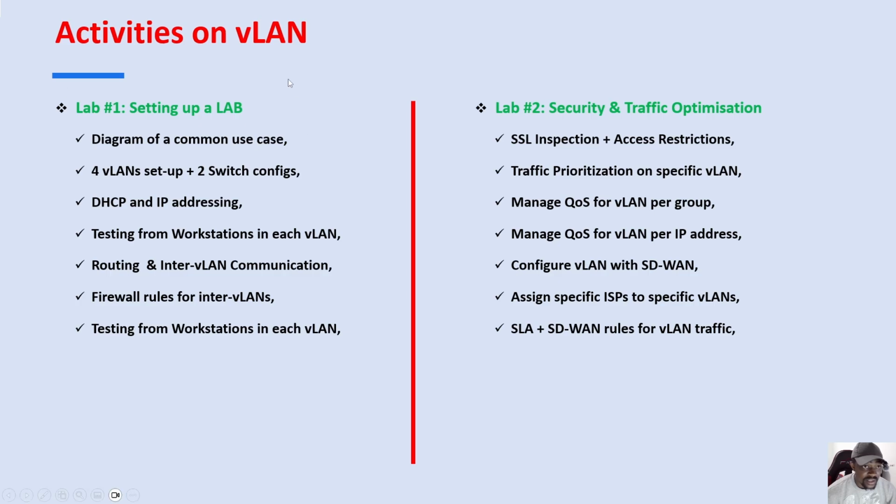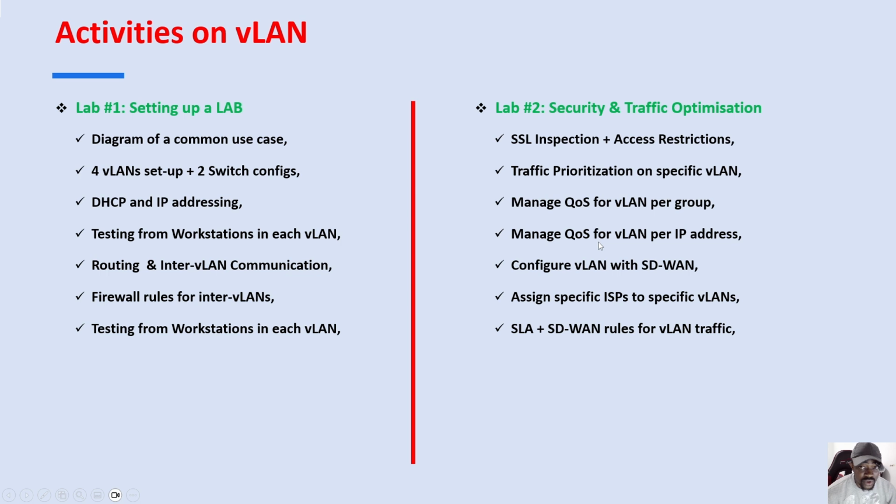In lab 1, the activities are on VLANs. We'll be setting up a lab environment with a diagram of a common use case, with 4 VLANs and 2 Cisco switches. We'll do the configuration, DHCP with IP addressing, and some testing on workstations. Then we'll do routing and inter-VLAN communication. There we are going to see how to enable and create firewall rules for the inter-VLAN communication. Then we'll do the testing to make sure communication between VLANs is possible and working fine.